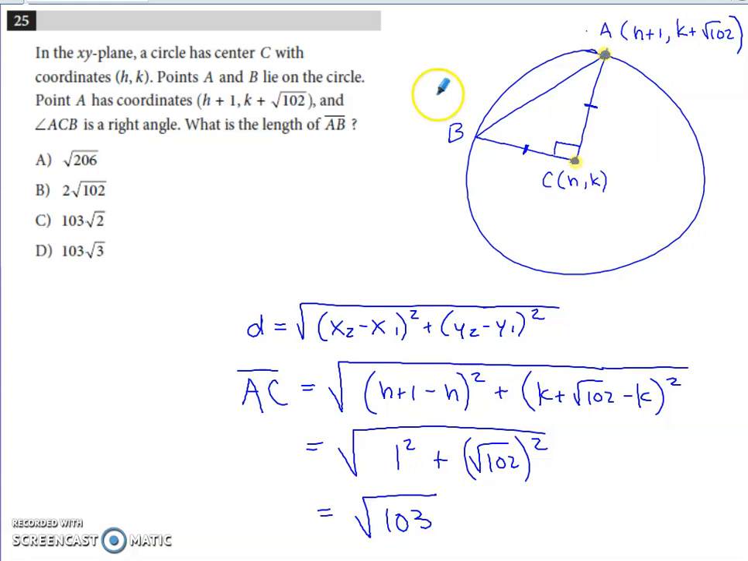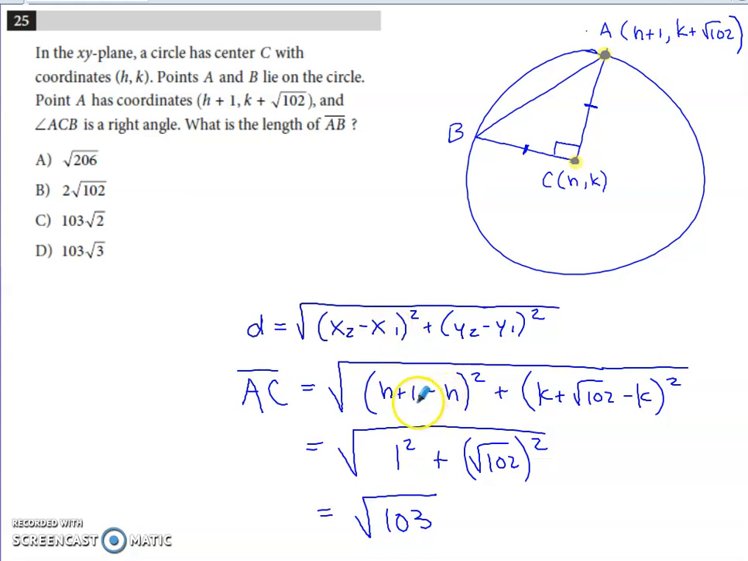So what this ultimately becomes, it's a problem that involves circles, and I overthought this myself initially as well. I was trying to find the equation, trying to do some work like that. When I broke it down, it really ended up being a triangle problem. So what I wanted to figure out is what the radius of the circle was. These measures are going to be the same on this right triangle. So I used the distance formula. So here's my distance formula. I treated point A like point 2. So x2 was h plus 1, y2 was k plus square root of 102. And then I treated point C like point 1.